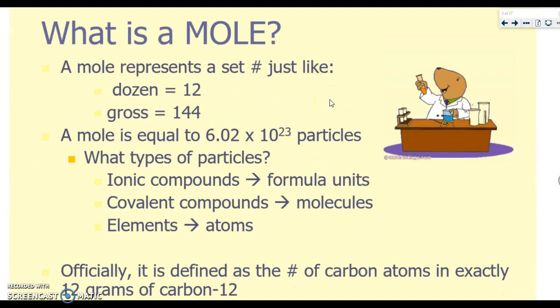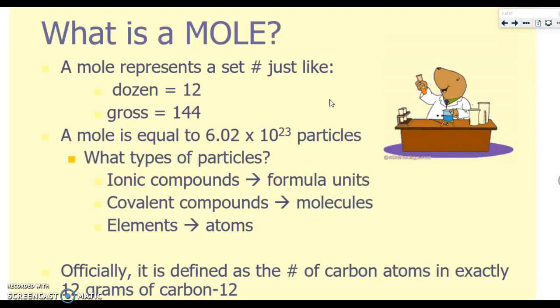We will start by studying what a mole is. A mole is a word that represents a number. When you hear the word dozen, you automatically think of 12. If you hear the word gross, you should think of 144. If you hear the word baker's dozen, you may think of 13. There are many words that represent numbers. When you hear the word mole, you need to think of the number 6.02 times 10 to the 23rd. That's how many particles are in one mole.